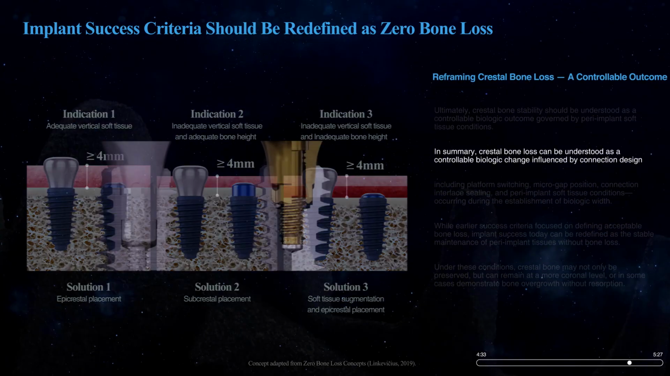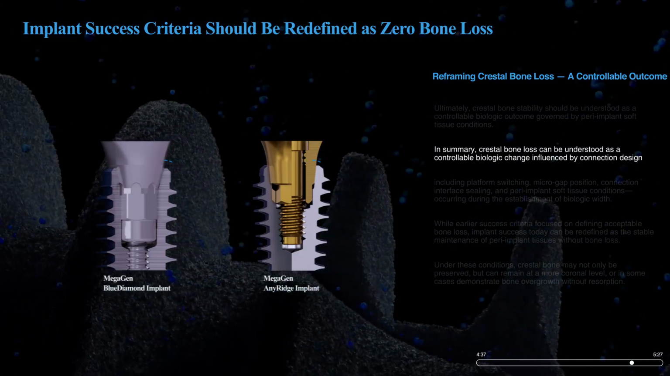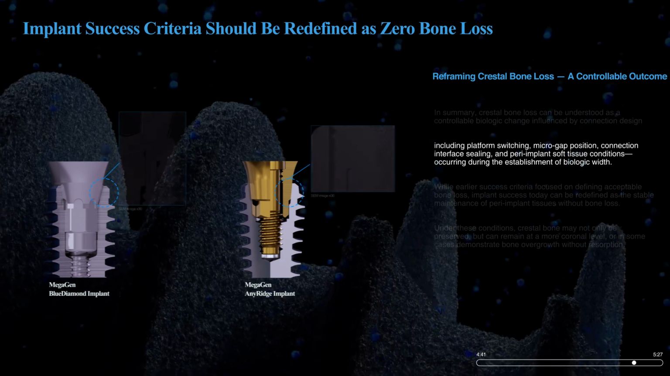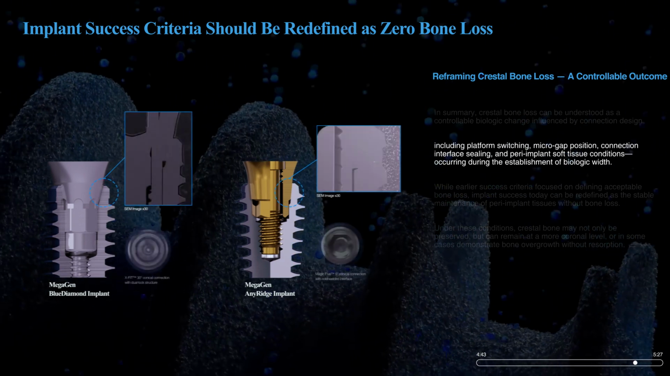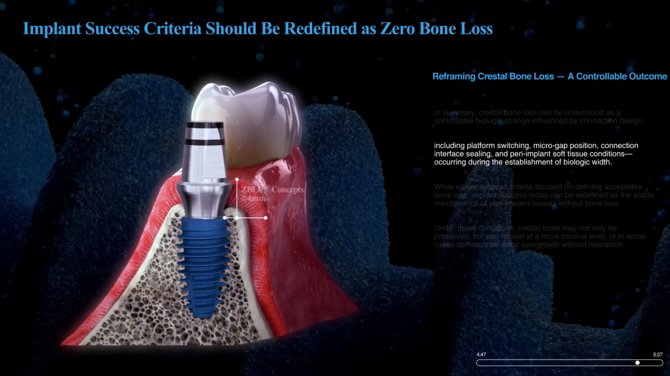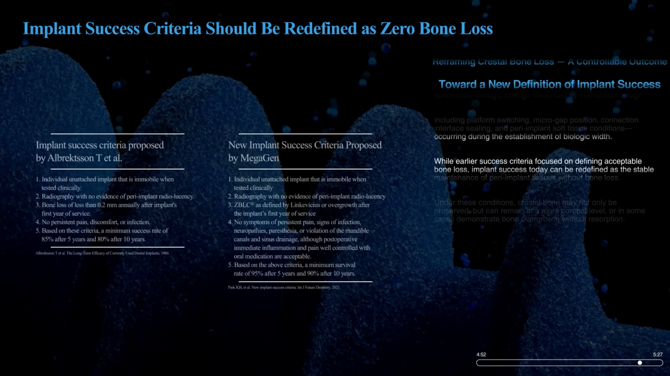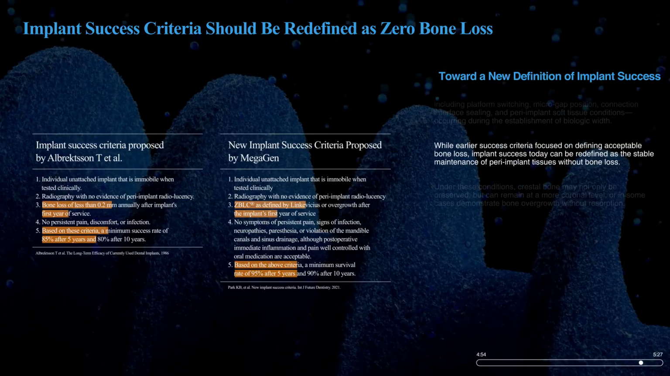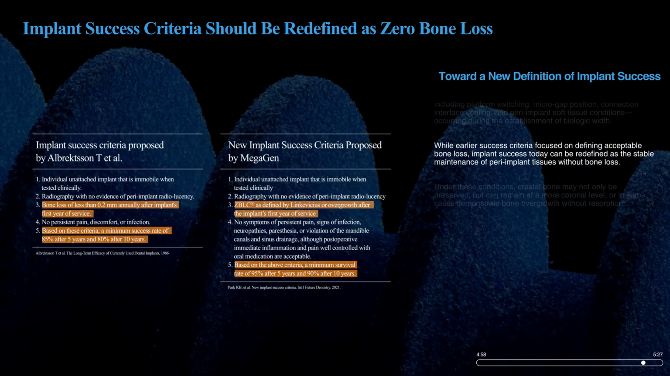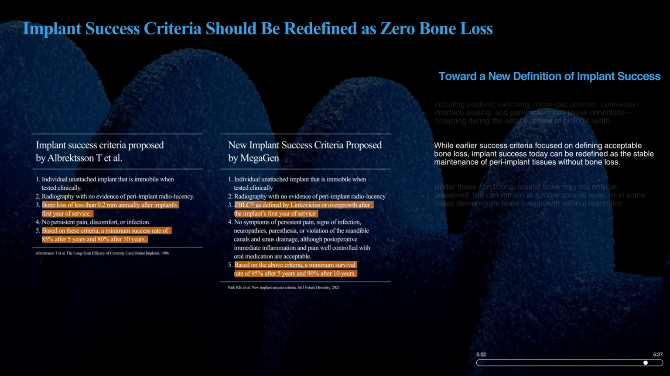In summary, crestal bone loss can be understood as a controllable biologic change influenced by connection design, including platform switching, microgap position, connection interface sealing, and peri-implant soft tissue conditions, occurring during the establishment of biologic width. While earlier success criteria focused on defining acceptable bone loss, implant success today can be redefined as the stable maintenance of peri-implant tissues without bone loss.